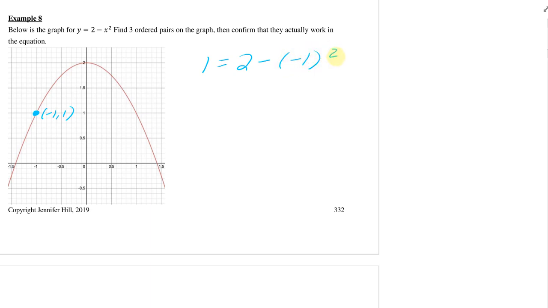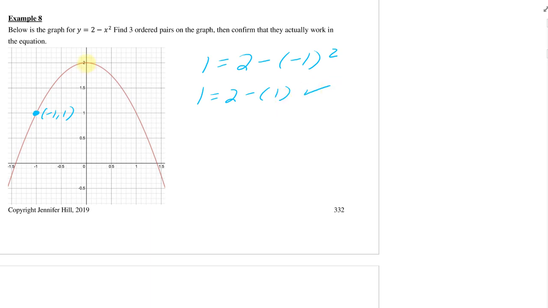Now here's the one thing I want to point out to you. Anytime you plug something in, you want to make sure you've got parentheses around it. This matters a lot when you are squaring something, right? So when I square a negative that has parentheses around it, this will become positive. So what this really becomes is 1 equals 2 minus 1 after I square that. And 2 minus 1 is indeed equal to 1, so we're good to go.